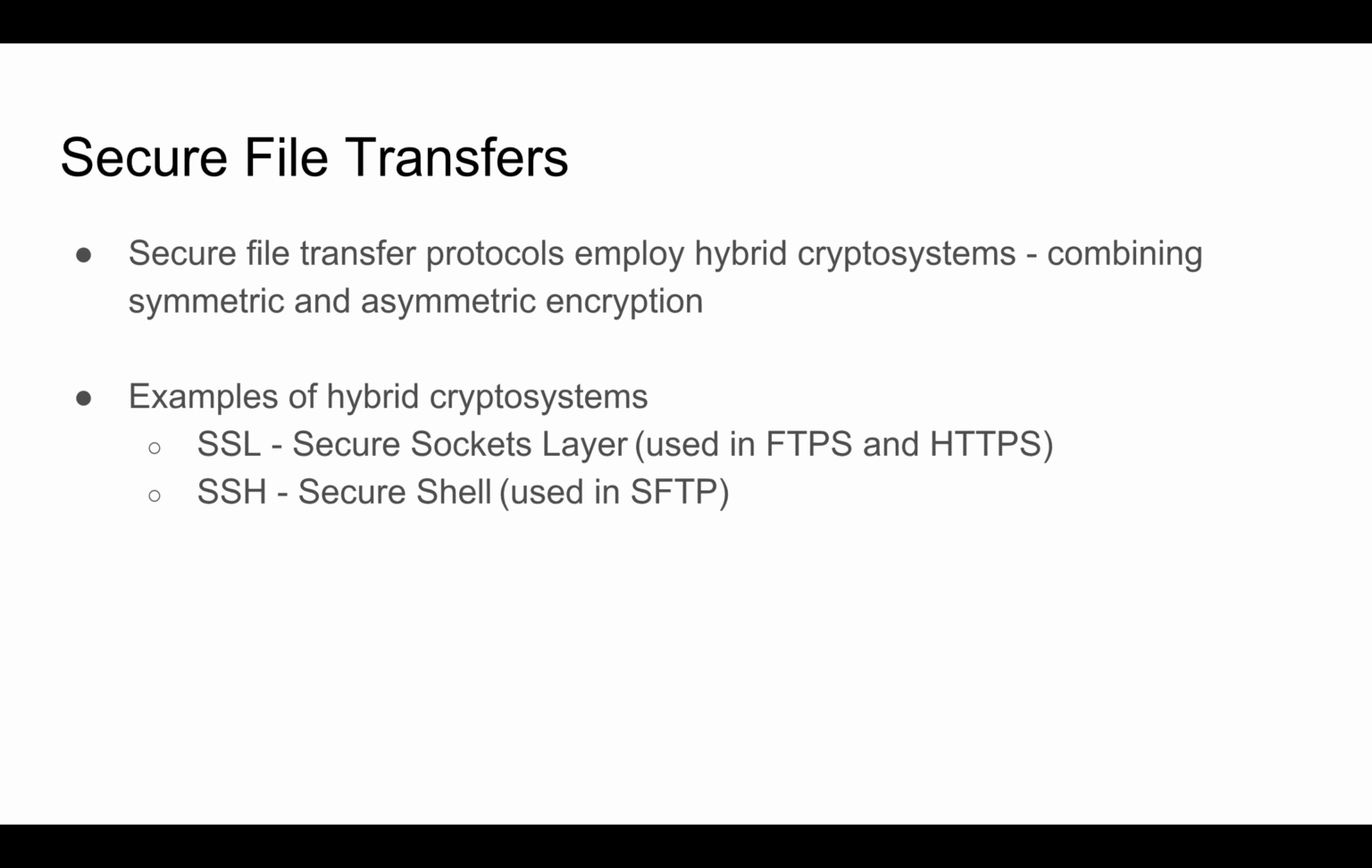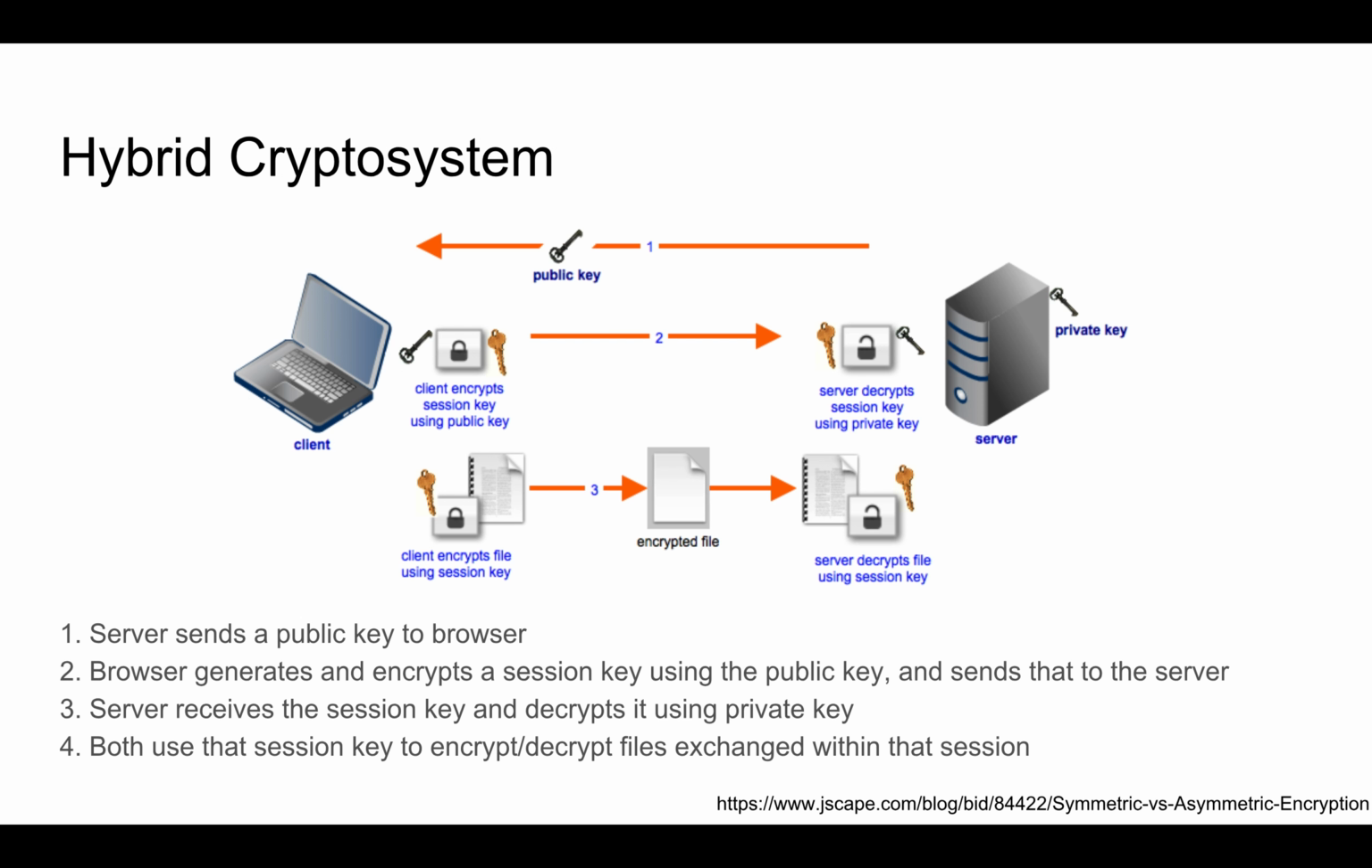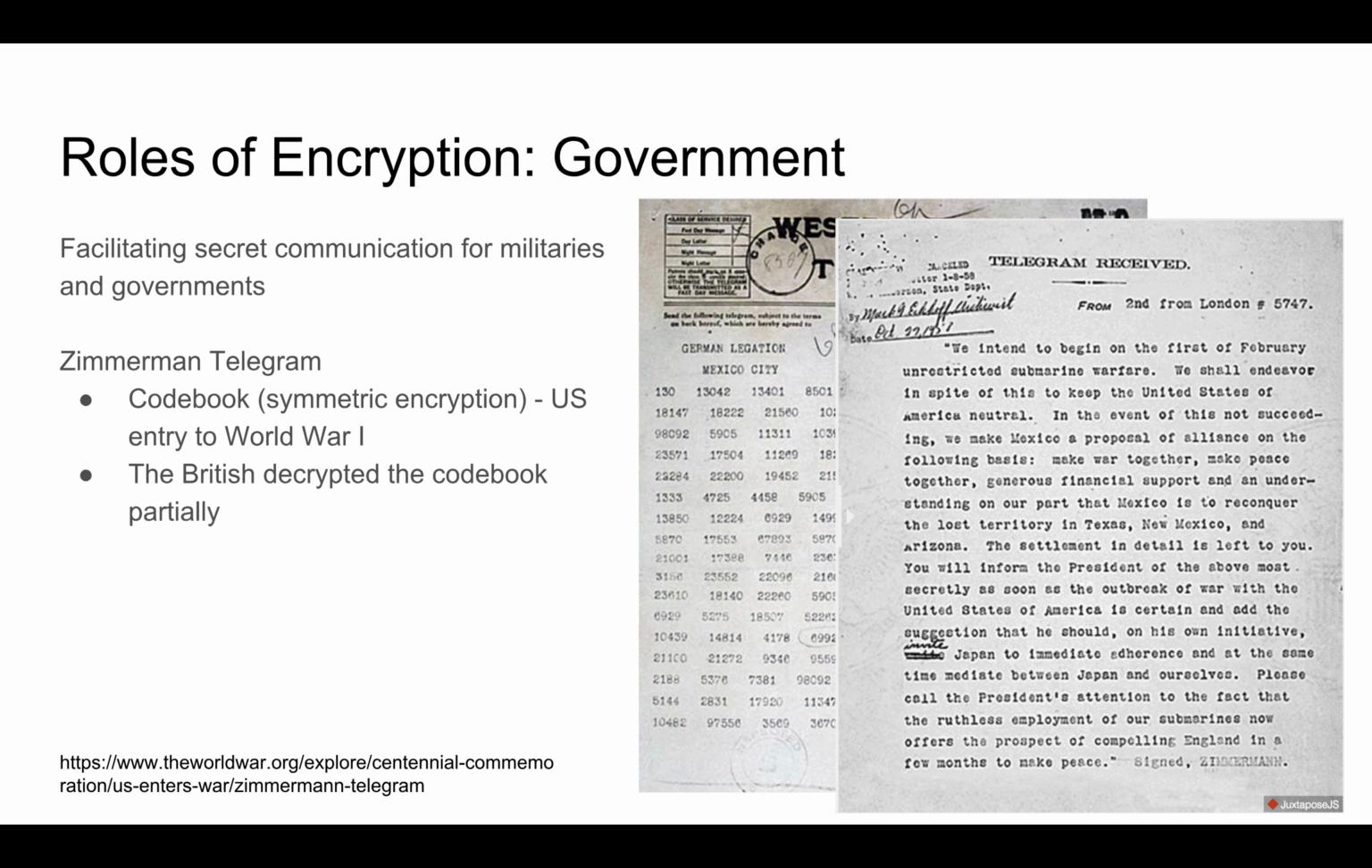Another application of encryption is found in secure file transfer protocols, which employ hybrid cryptosystems. Some examples are SSL and SSH. So here is how it works. First, a server sends a public key to a browser. The browser then uses this key to encrypt a session key and send that to the server. The server receives the session key and decrypts it with the private key. Then both of them use the session key to encrypt and decrypt the files exchanged within that session.